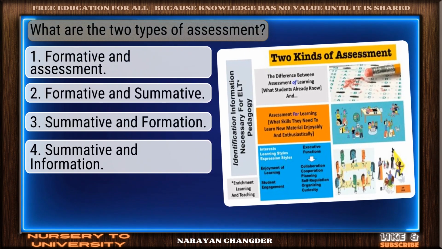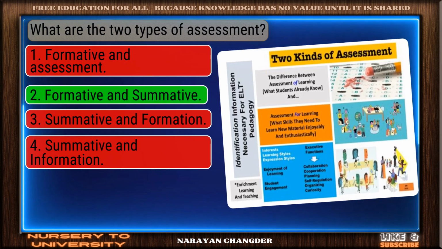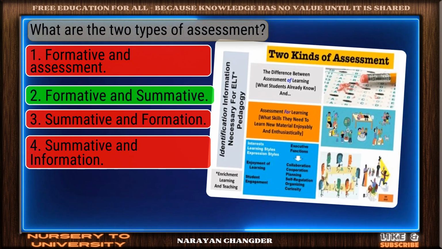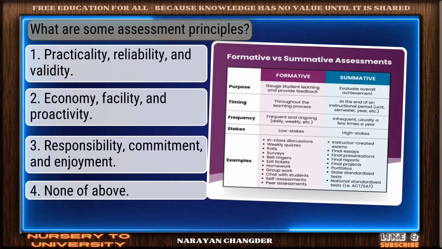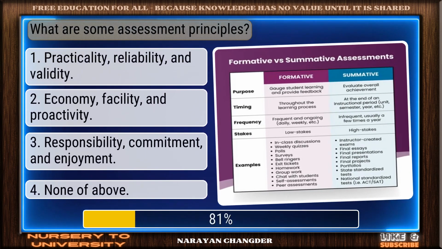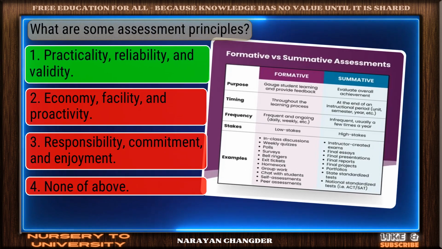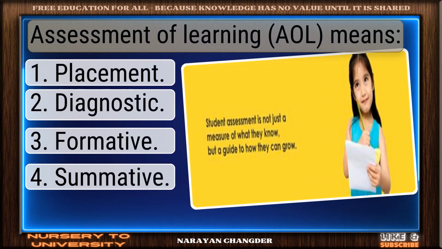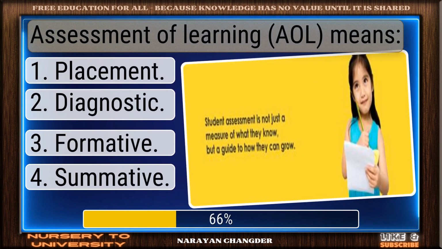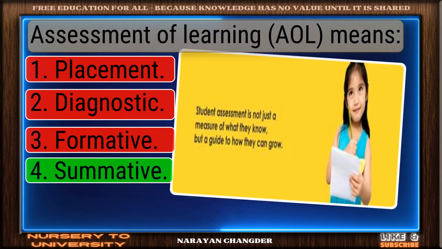What are the 2 types of assessment? Sharp thinking. Formative and summative is the right choice. What are some assessment principles? Excellent choice. Practicality, reliability, and validity is the right answer. Assessment of learning means. Smart move. Summative is an accurate answer.